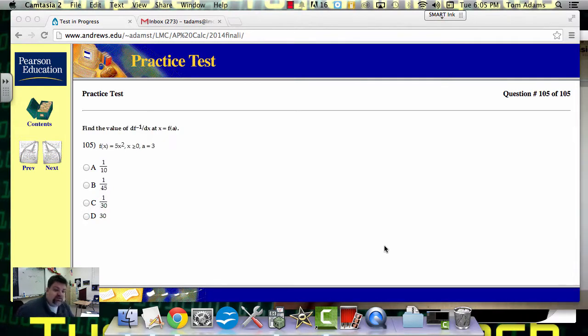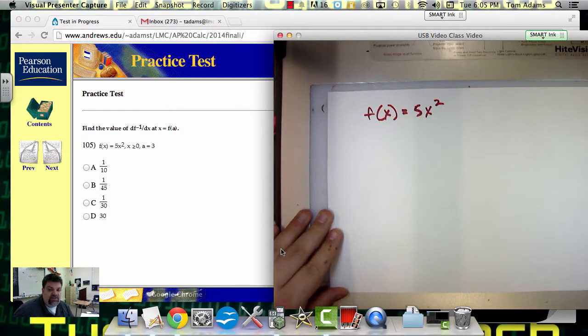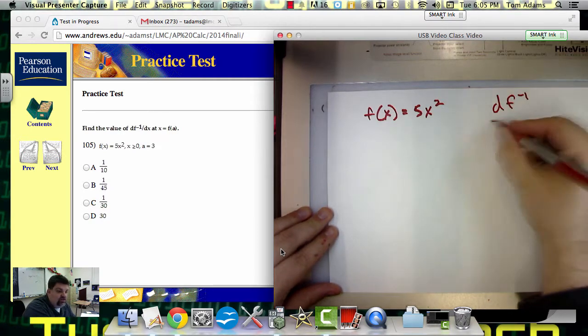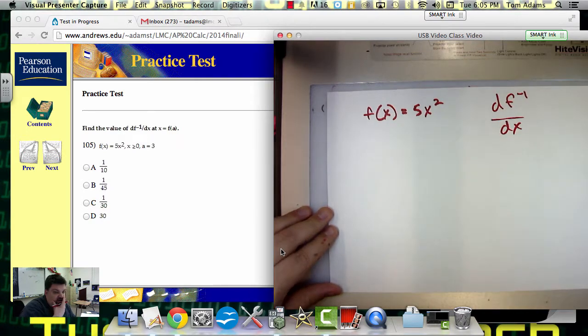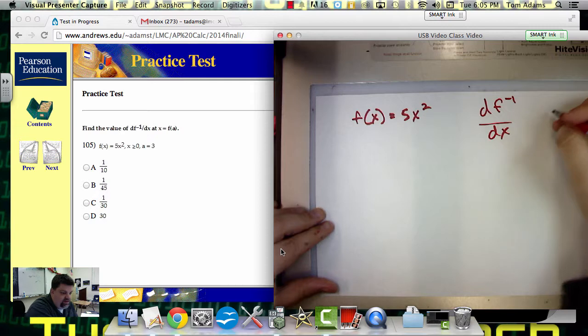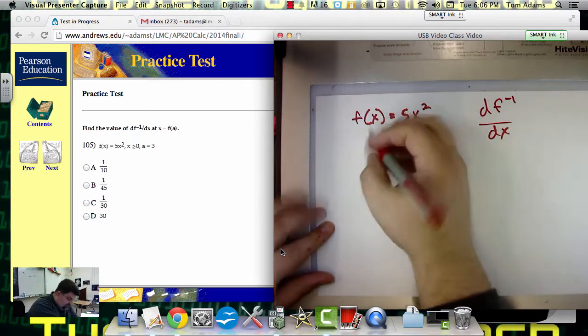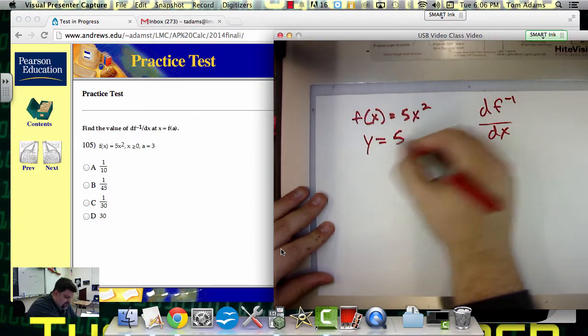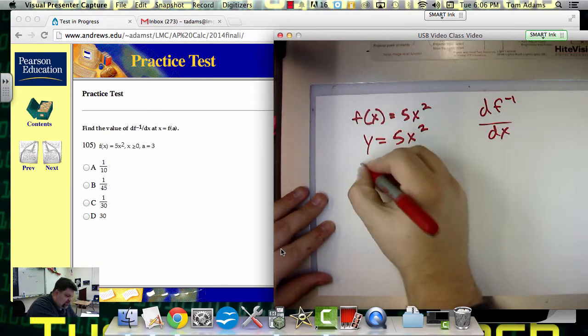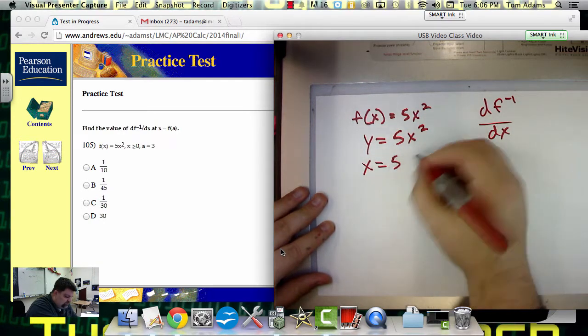All right, so now for this problem, this is easier than you think. They want us to take the derivative of the inverse function of f of x, and then evaluate it at x equals 3. All right, so here's the thing. This is the same as 5x squared is equal to y. To take the inverse, I swap the x and y.